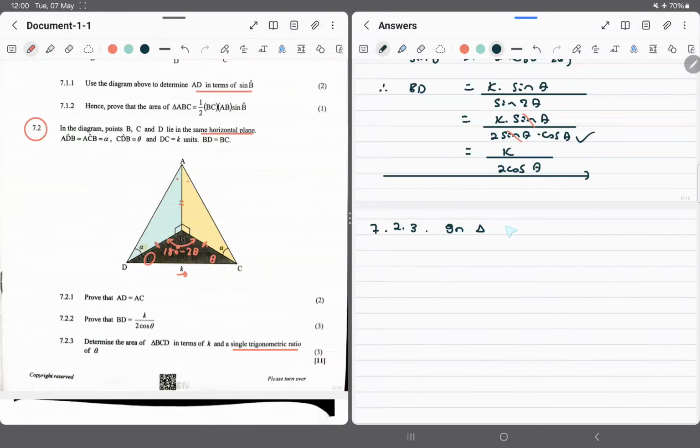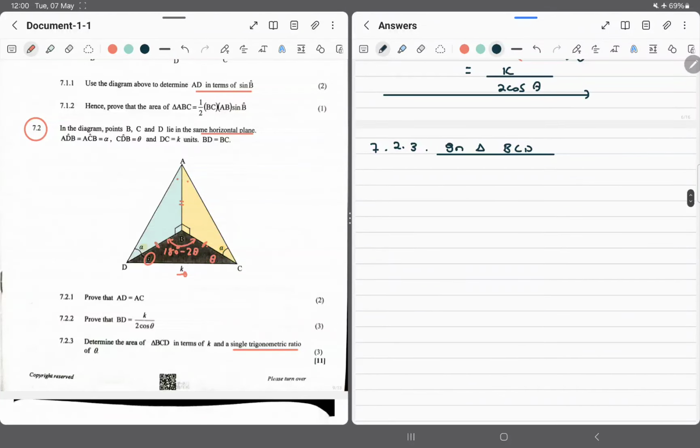In triangle, they called it BCD. Okay, so what do we see there? We know that the area of triangle BCD is going to be equal to half, using the area rule, of DB times BC sine of the included angle DBC. This is the area rule. Okay, that is the reason.